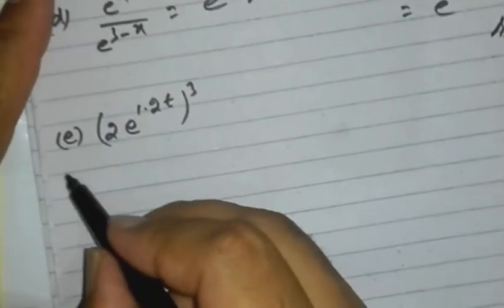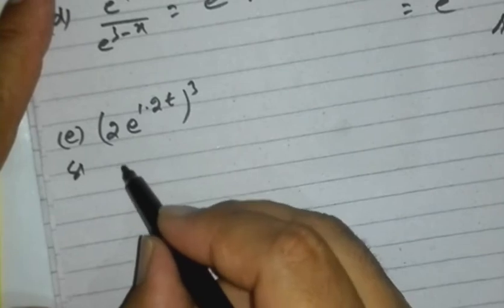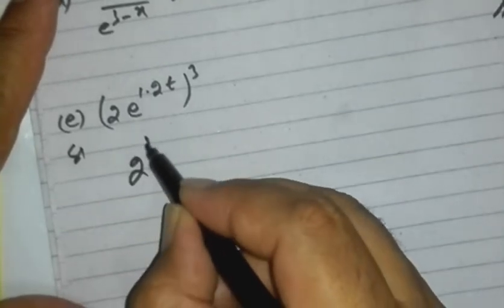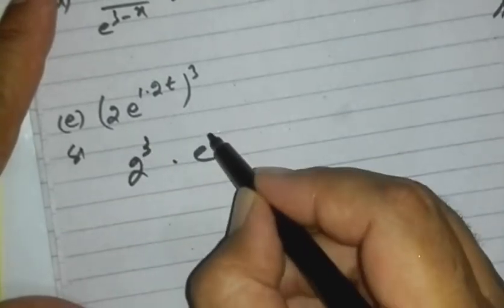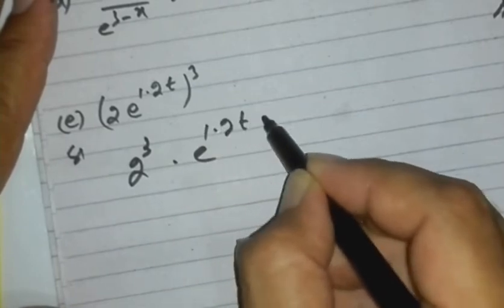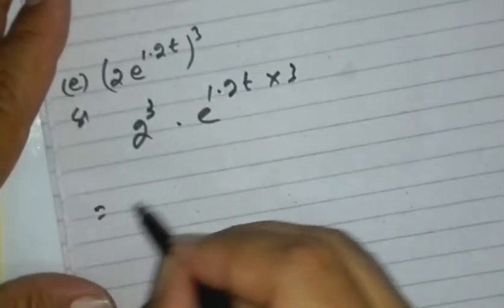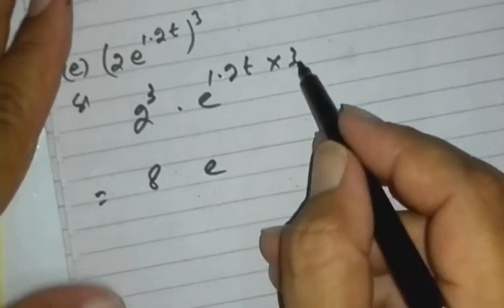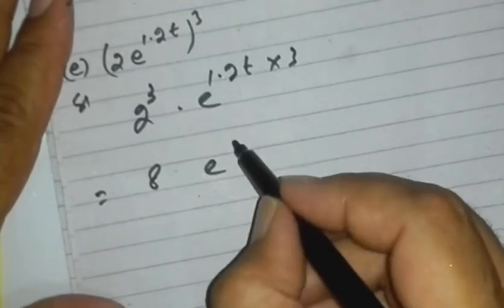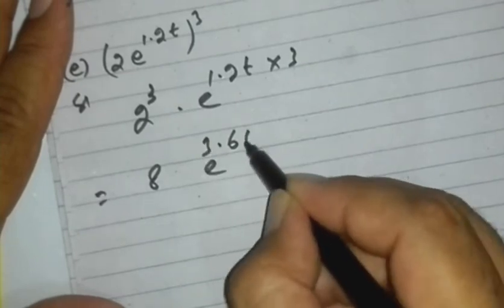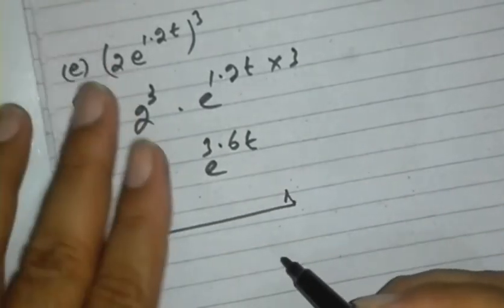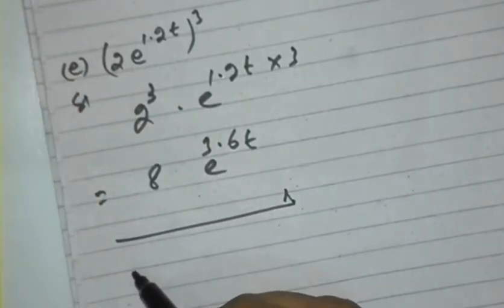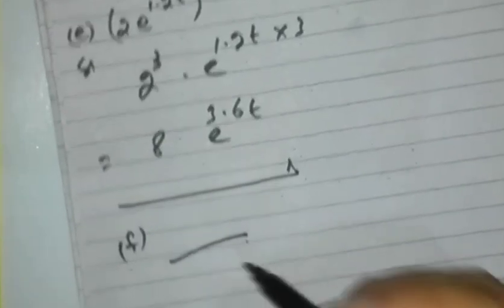Now look at this part E solution. We can write it 2 cube into e power 1.2t into 3, so we get 2 power 3, we get 8, and here e, 3 times 2 is 6, 3 times 1 is 3t. This is the answer. Try part F by yourself.